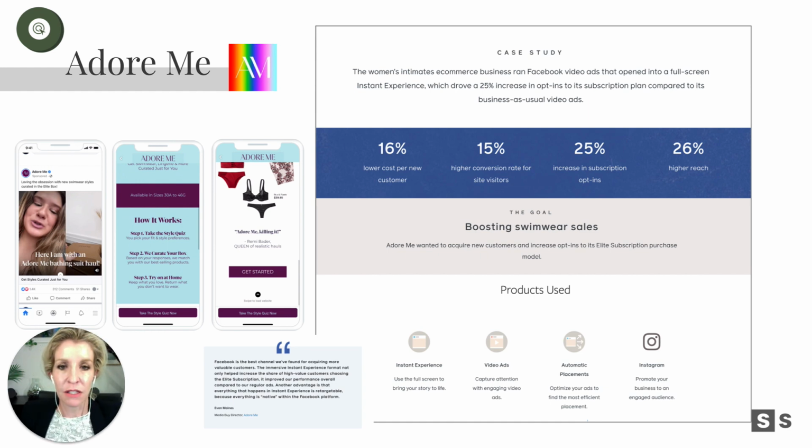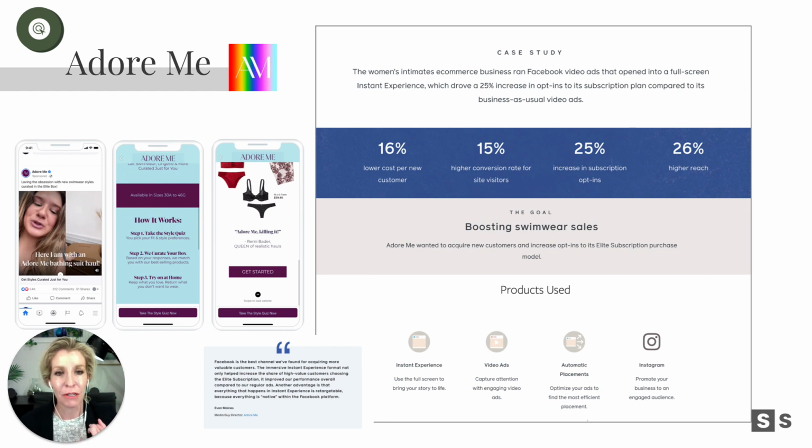Adore Me. This is a women's intimates e-commerce business. Let's go straight to their goal on the gray bar there. Boosting swimwear sales. That's the objective. So they wanted to acquire new customers and increase opt-ins to its elite subscription purchase model. I think they have more than just a subscription-based model. They also sell swimsuits individually, but what they wanted to do is increase that particular customer base or that product uptake. So let's go to the case study.